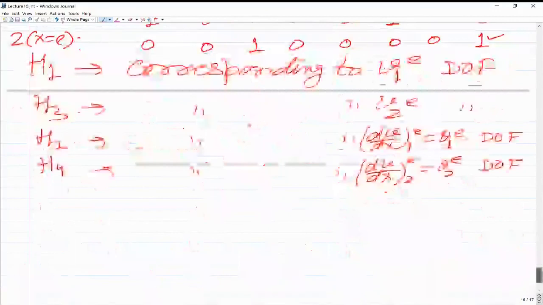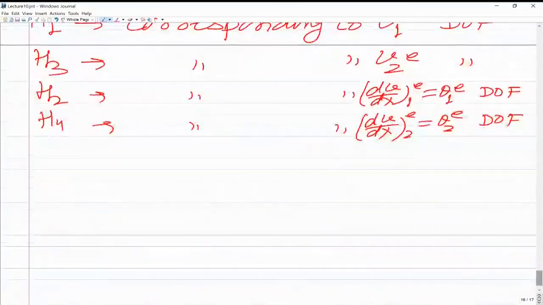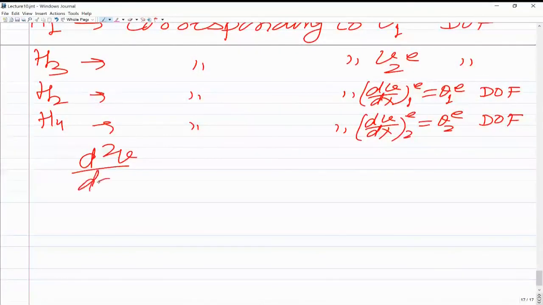Those steps are exactly the same as what we discussed for the two noded or three noded truss element, so you should be able to derive it. The only thing is you now need d2v by dx square.